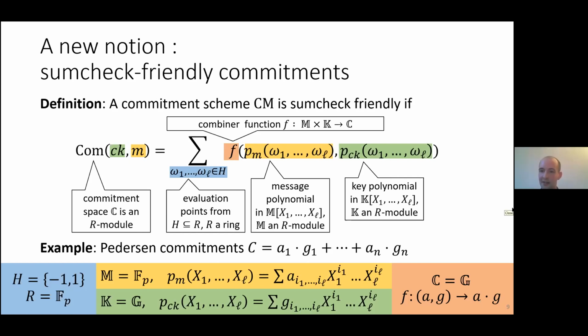L equals n here. Okay, so if n is the length of the message as a vector, then L would be like log n. So if we have log n different variables, and we make a multilinear polynomial, then it's going to have like n coefficients, one for each element of the message, or of the key.